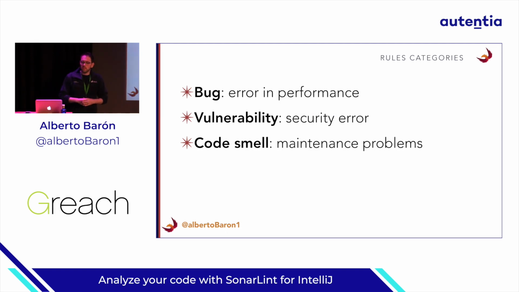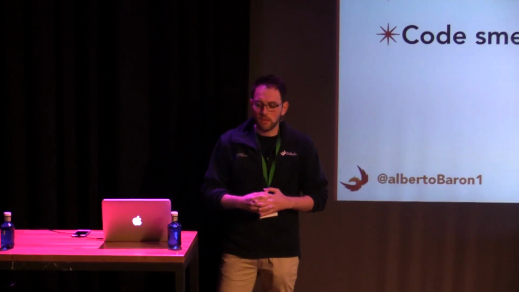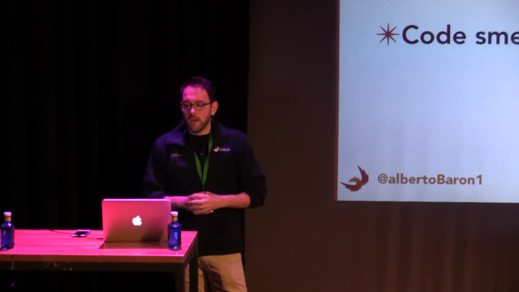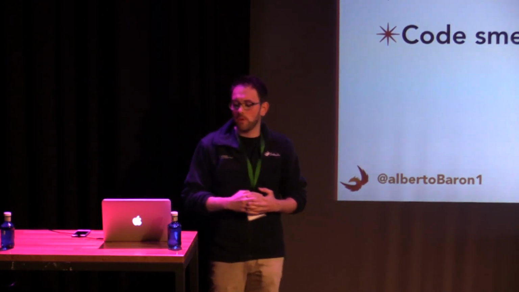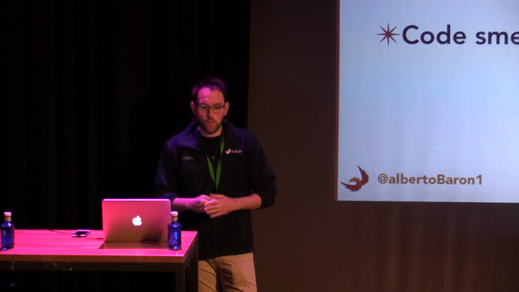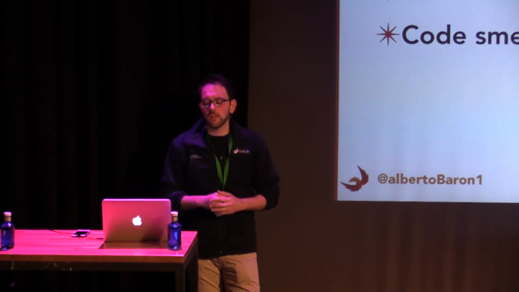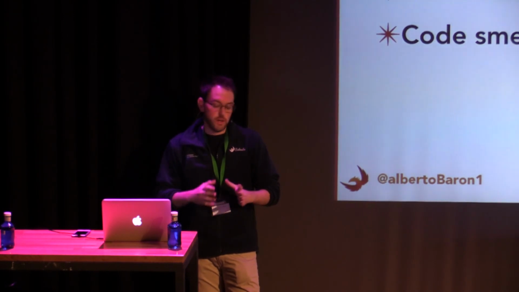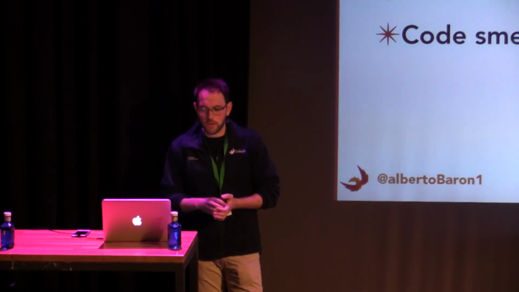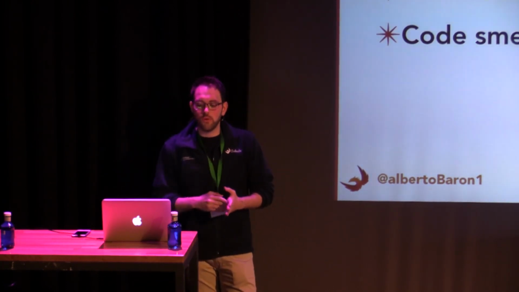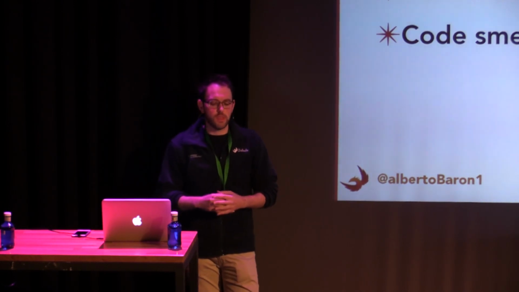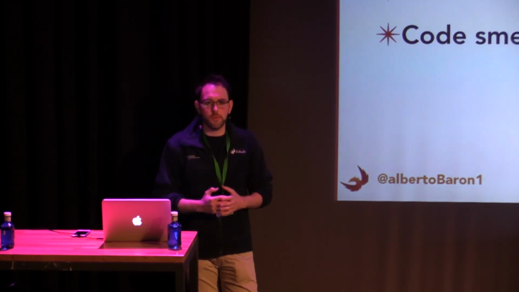And we have told that there are different rules in the result set. You have to know that there exist different categories and different priorities that we are going to see. According to the categories, you have to know that there exist 3 different categories. The bug category, which refers to unwanted behaviors or errors in the performance. The vulnerability rules, which refer to security errors, to prevent possible attacks against our code. And the code smell rules, which are related to clean coding violations or maintenance problems.